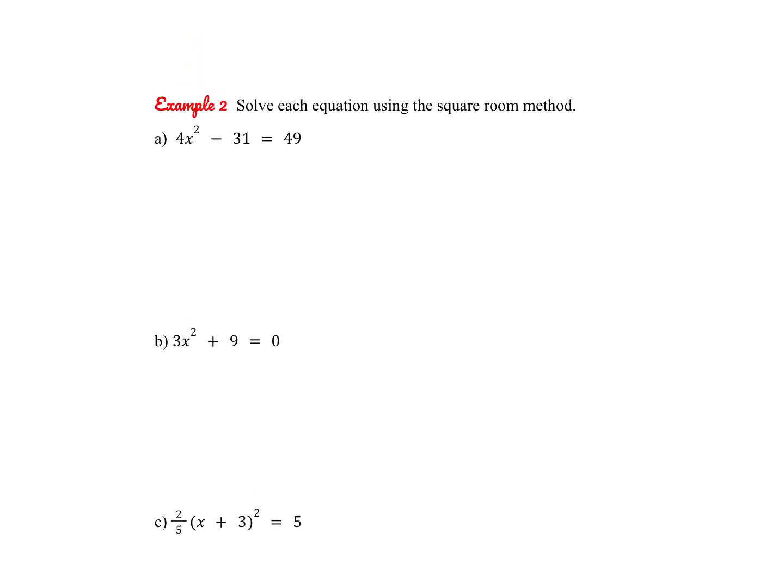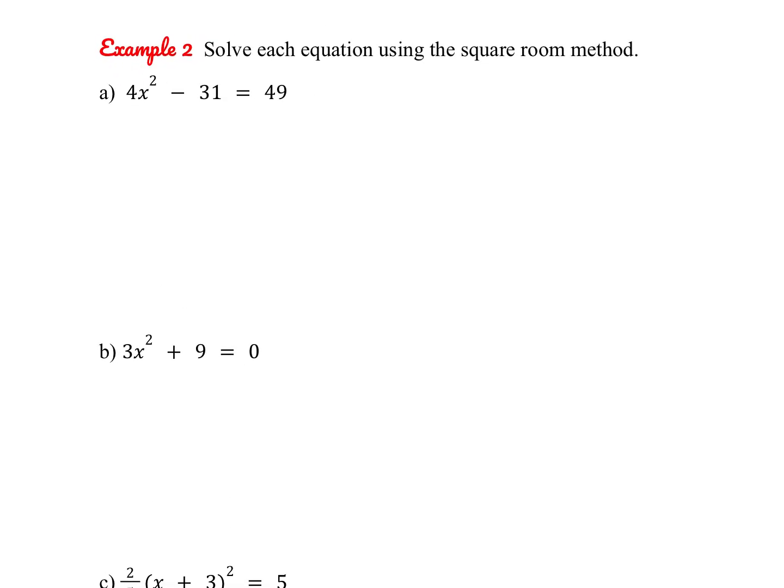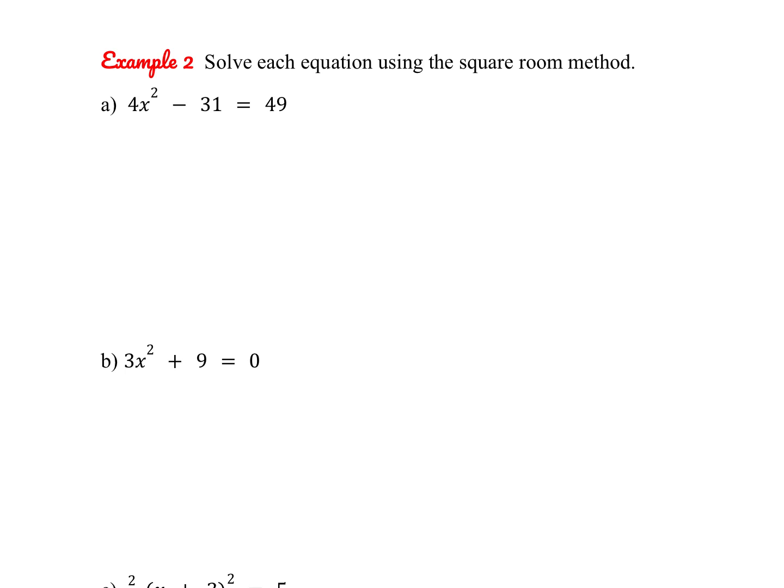All right, so now we're going to try a new method for solving. So this is that square root method, and we're going to look to use this method anytime we don't see that x term, but we see that x squared term. So our first step in these is always going to be to isolate our x squared term. So I'm going to start by adding 31 to both sides, 80, and then I'm going to divide both sides by 4, so x squared equals 20.